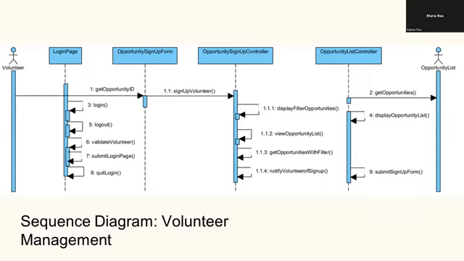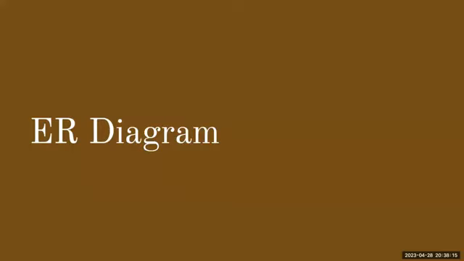Then for the opportunity list controller, they can get opportunities and display the opportunity list and submit the sign up form. We will now go over the ERD diagram.